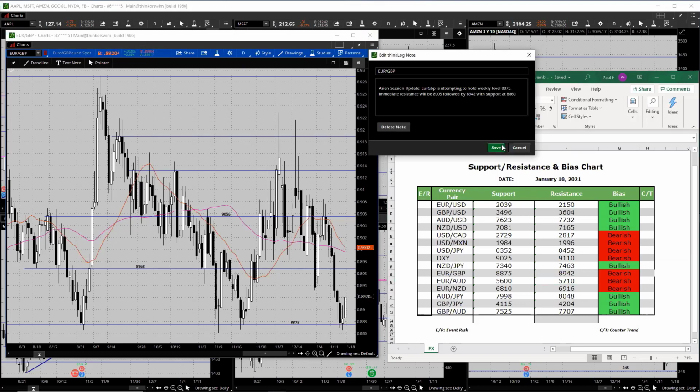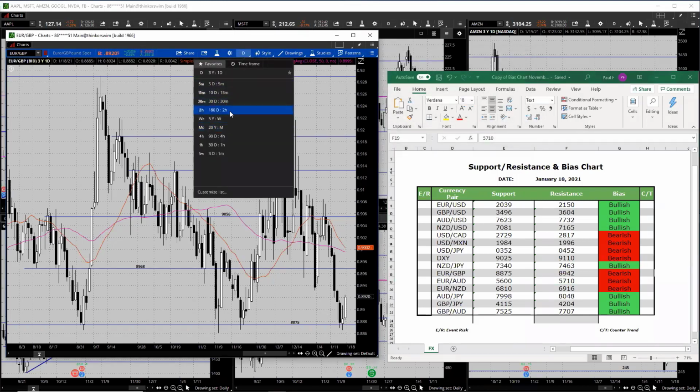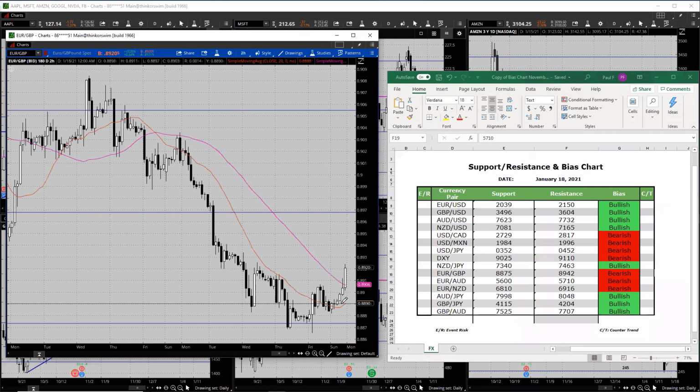Let's take a look at a 2-hour chart. It should be right there. 88.89 for now.